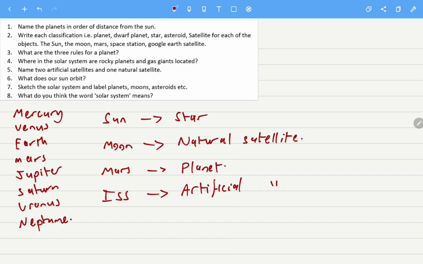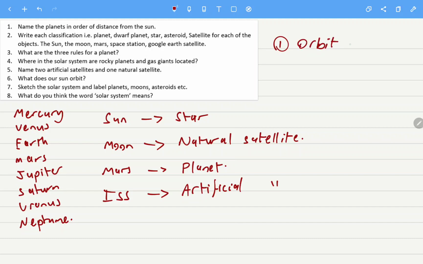So number 3, what are the 3 rules for a planet? So 3 distinct things that make something a planet. So number 1, it must orbit a star. You could have written sun. It'd help if I could write star properly. Orbit a star. Next rule is it must have enough gravity to be spherical. And thirdly, it has cleared its own orbit.